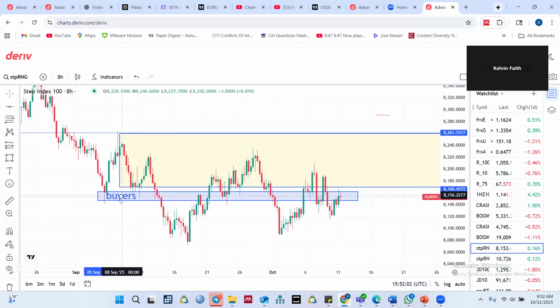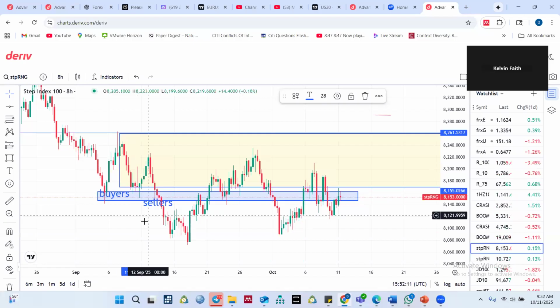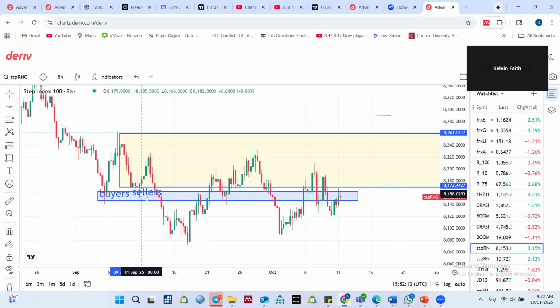So at the same time buyers are sitting here, there are also sellers below the buyers, waiting to take advantage when the buyers get weak. So this same support here can be used as resistance. How is that? It can also be used as a ceiling or resistance for a sell.